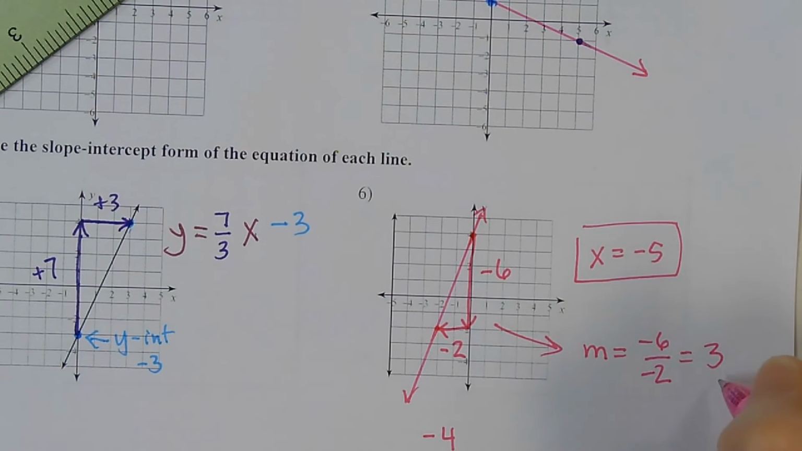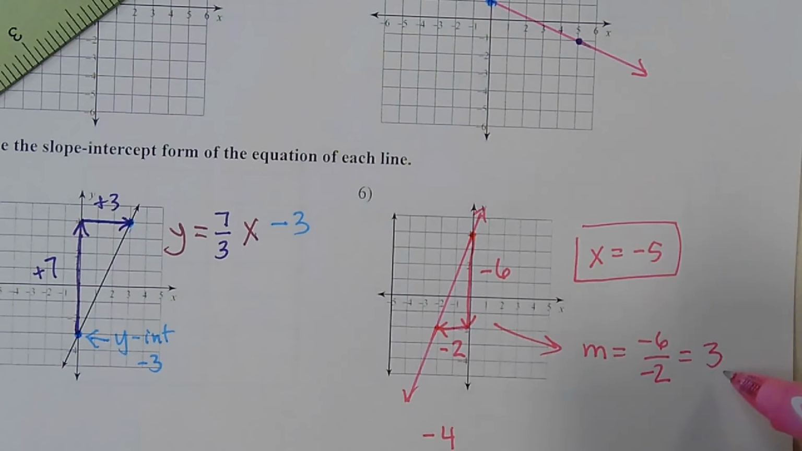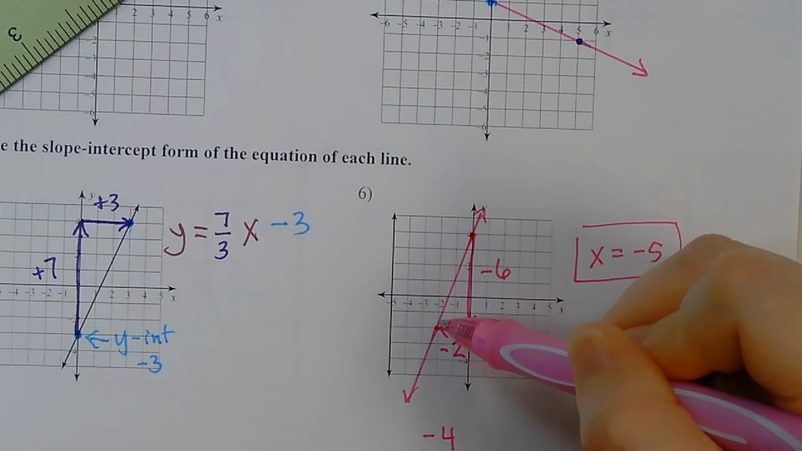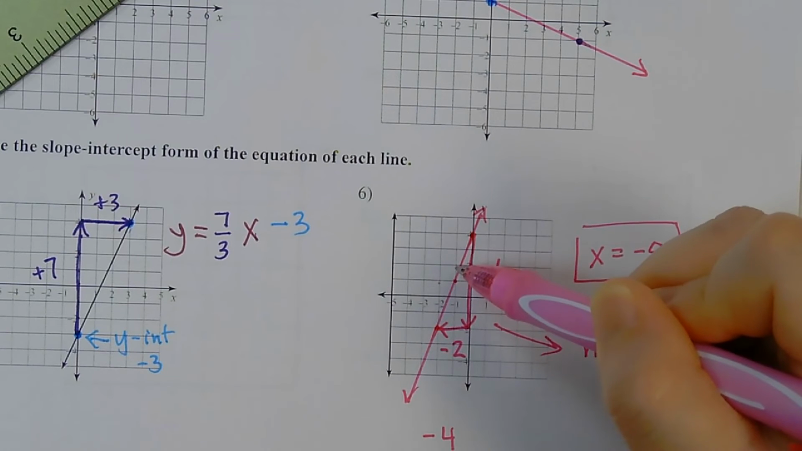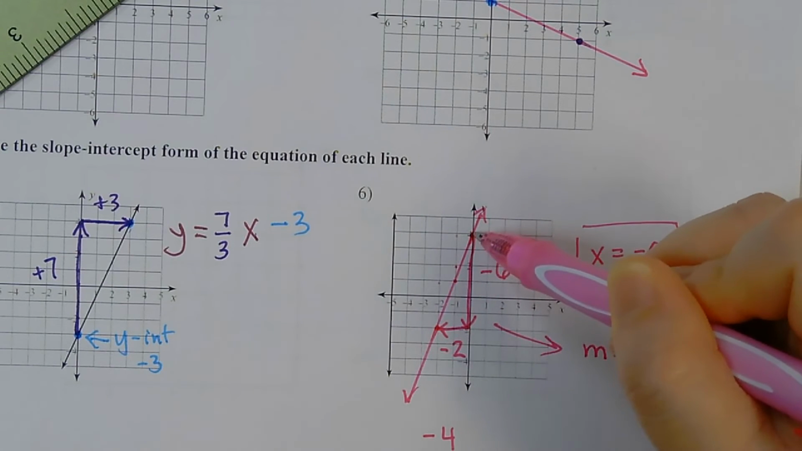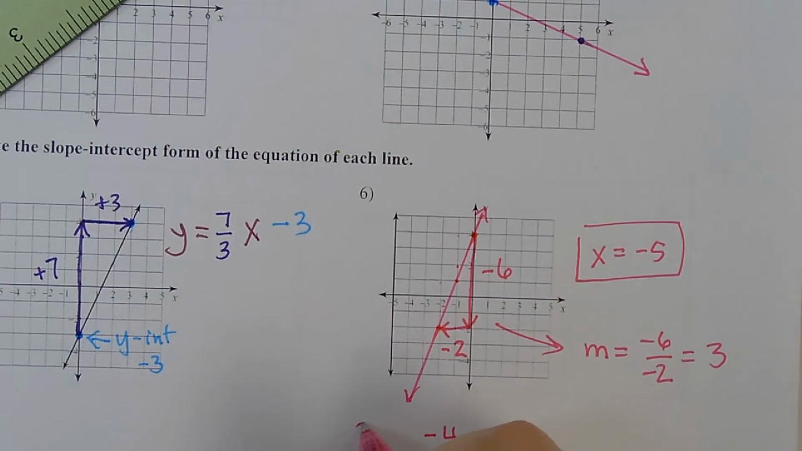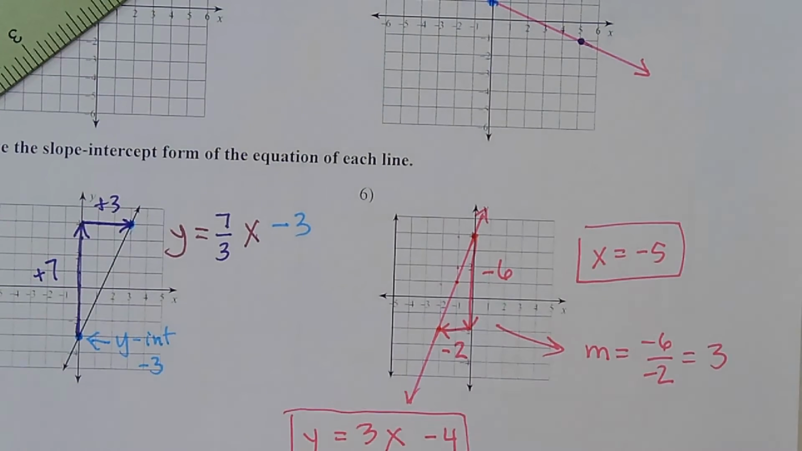And think about it, remember, it's 3 over 1. So let's just check that. Remember, I go 3 up and 1 to the right. So I'm going to go from here, 1, 2, 3 up and 1 to the right. And notice, I'm still on the line. Yep, that's the way it's supposed to go, right? So that's my slope. So y is equal to 3x minus 4.